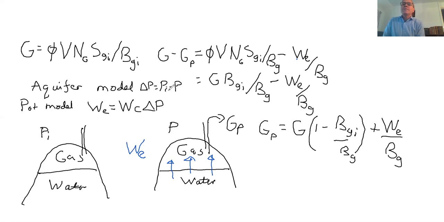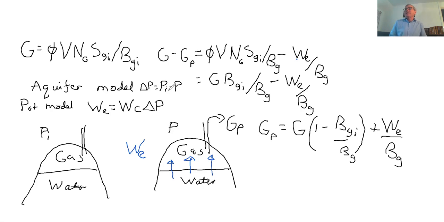So what does that mean? So the water influx is WE. W is the volume of the aquifer. C is the compressibility. It's the compressibility that accounts for both water and rock. They both add to production. They're both positive terms. And ΔP is the pressure drop. It's the pressure change, the initial pressure minus the pressure now. So it's always a positive number.